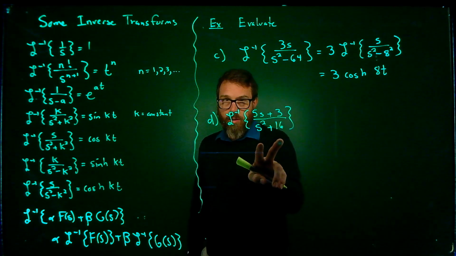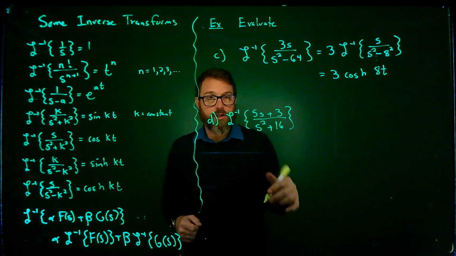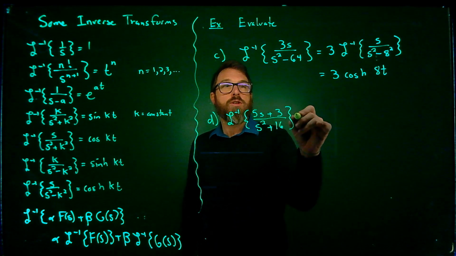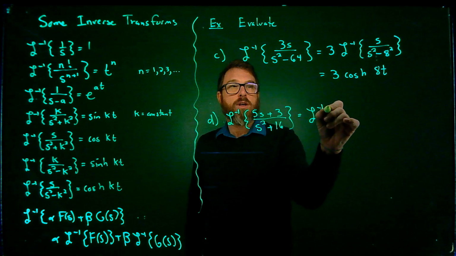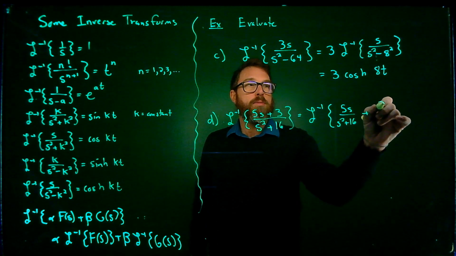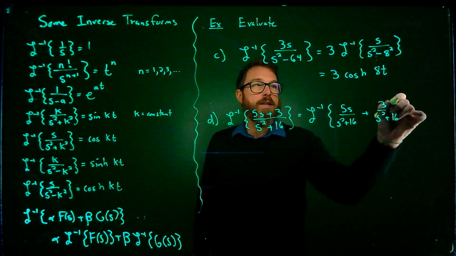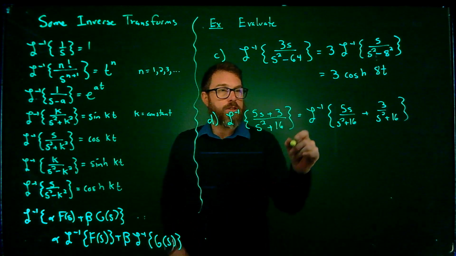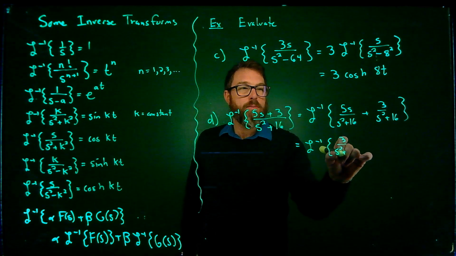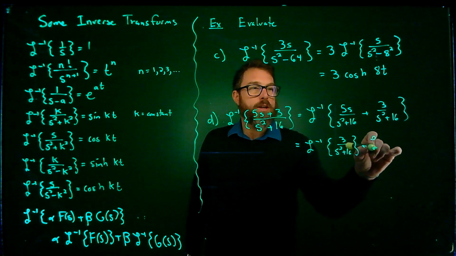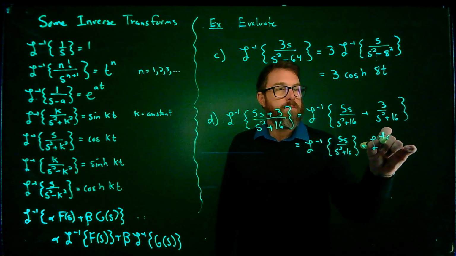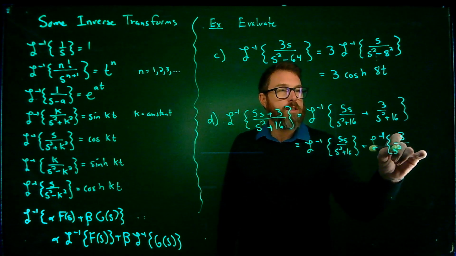Now, for this one, what we know, again, is it's linear, so I can actually break apart the summation. It's going to be 5s over the denominator plus 3 over the denominator. So this is going to be equal to the Laplace inverse of 5s over s squared plus 16 plus 3 over s squared plus 16. So I know I can break apart this sum to be the Laplace inverse of 5s over s squared plus 16 plus the Laplace inverse of 3 over s squared plus 16.